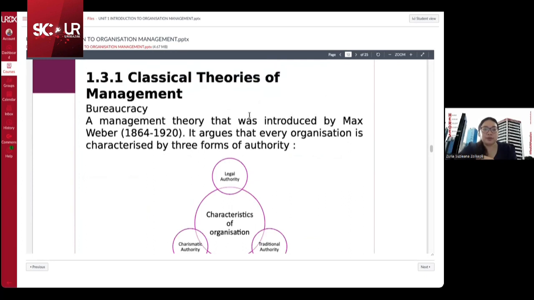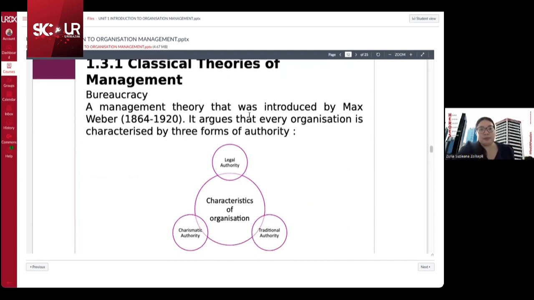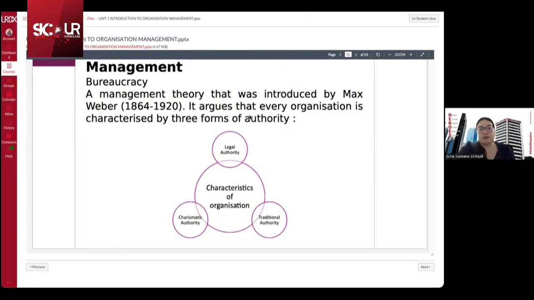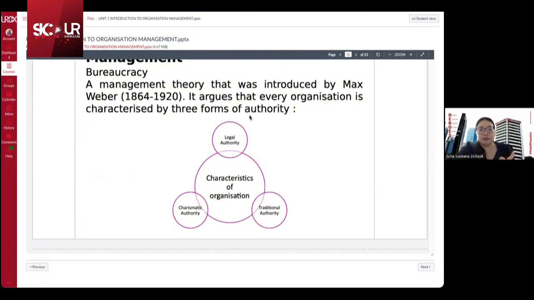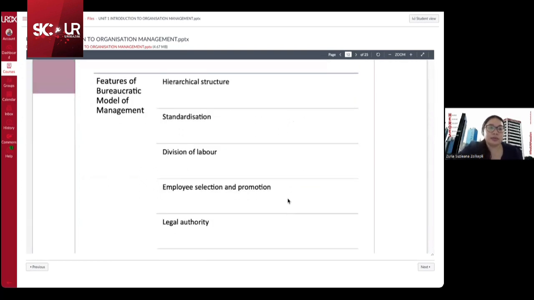Okay, the first one is bureaucracy. Right, bureaucracy. It is actually introduced by Max Weber. It argues that every organization is characterized by three forms of authority. Okay, we have legal authority, charismatic authority, and traditional authority. So these are the features of the bureaucratic model of management.